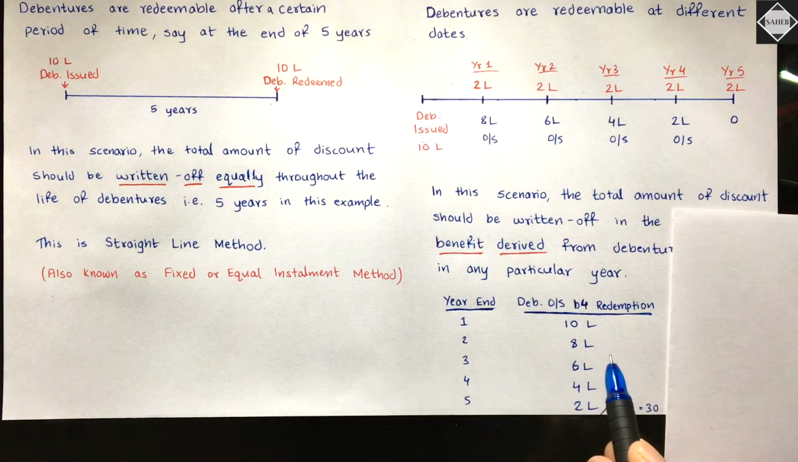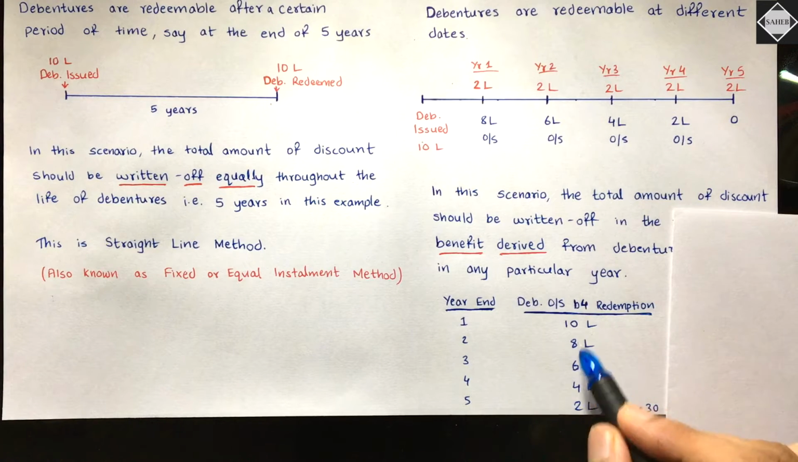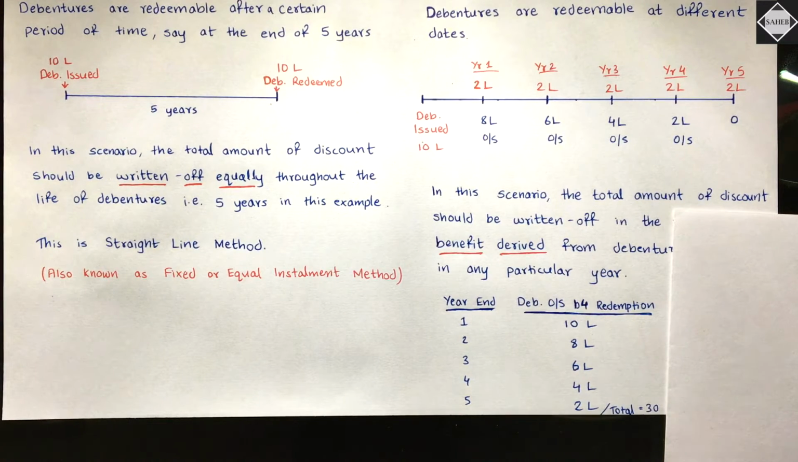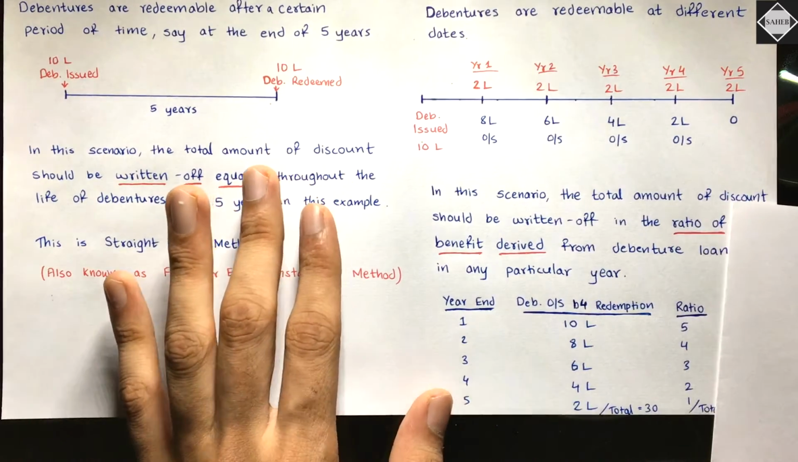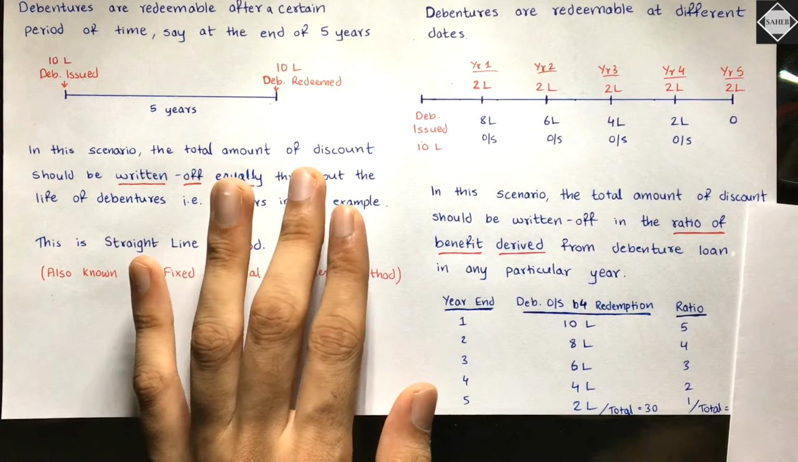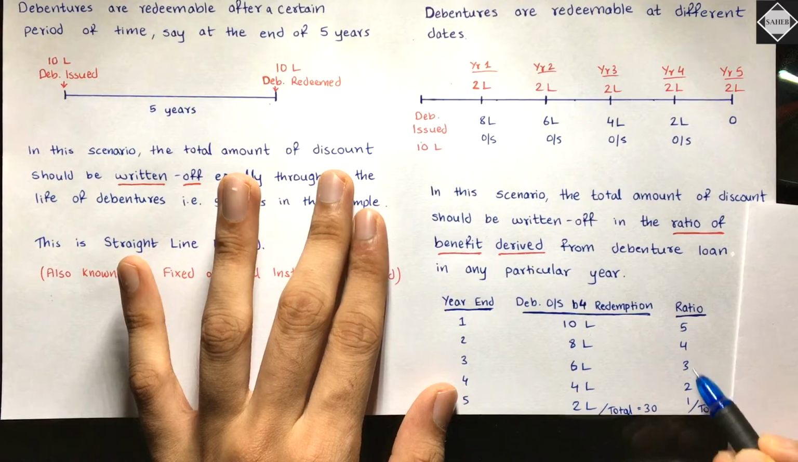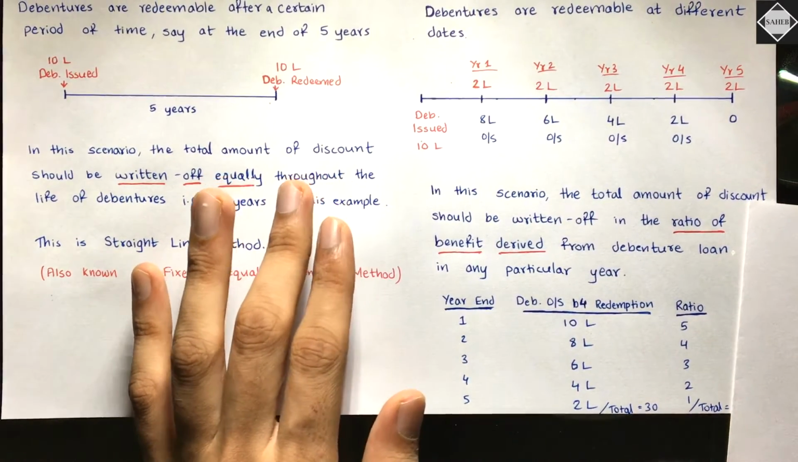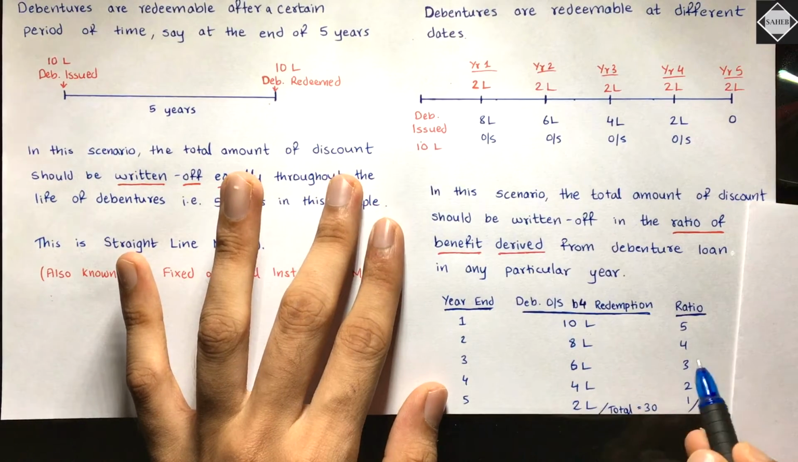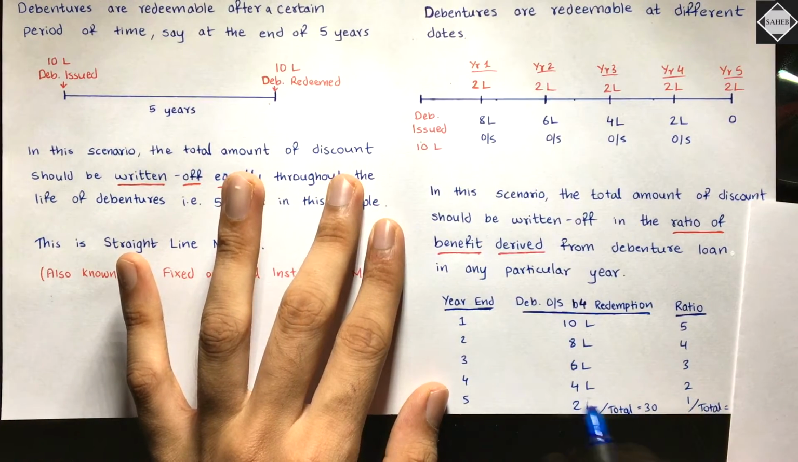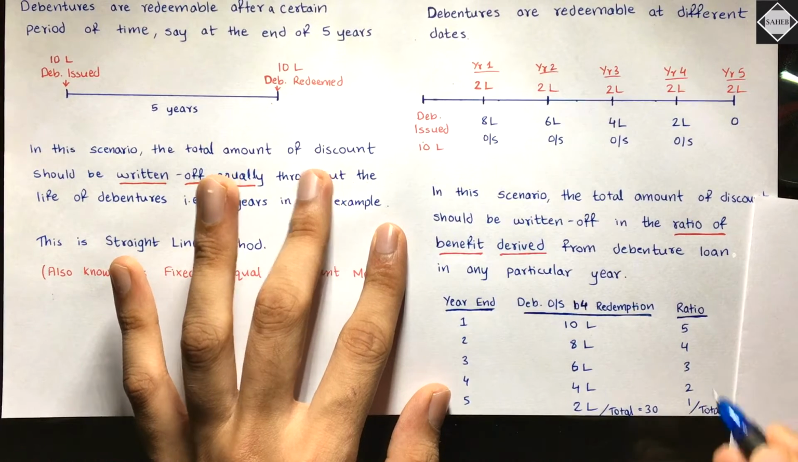Debenture outstanding before redemption is 10 lakh, 8 lakh, 6 lakh, 4 lakh, 2 lakh, isn't it? On the basis of this only you will create the ratio. You will cut off all the zeros, simplify and take the ratio. See, it's really simple: 5 4 3 2 1. How is it 5 4 3 2 1? I have cut off all the zeros and then 2 5s are 10, 2 4s are 8, 2 3s are 6, 2 2s are 4, 2 1s are 2. 5 4 3 2 1.